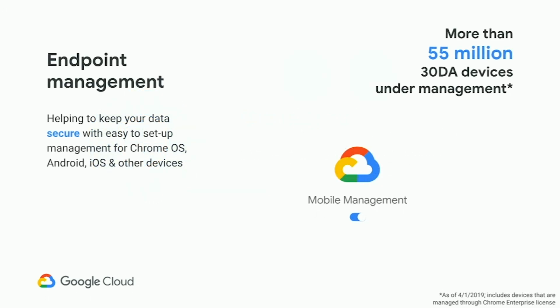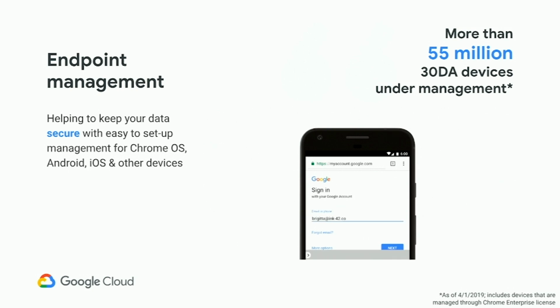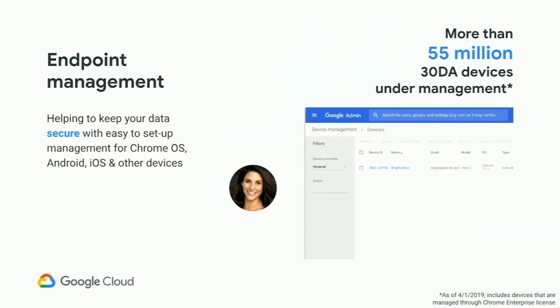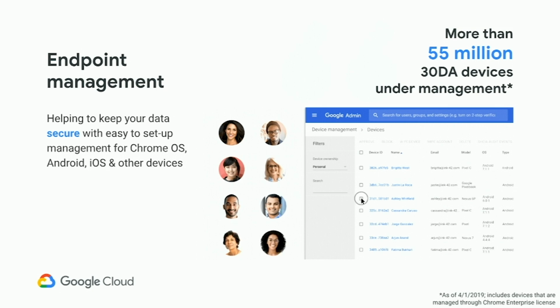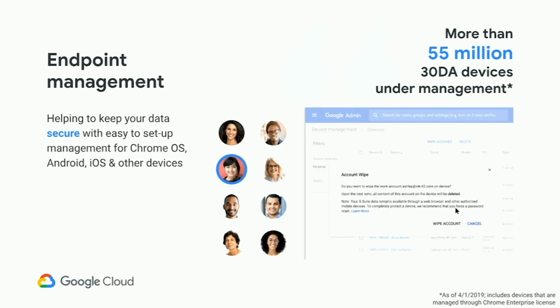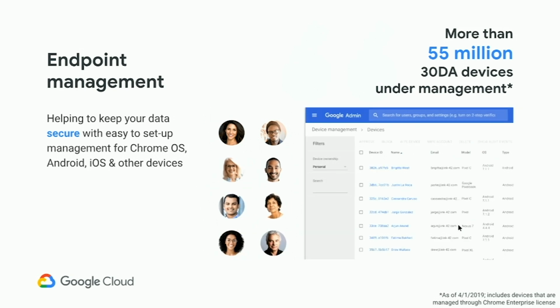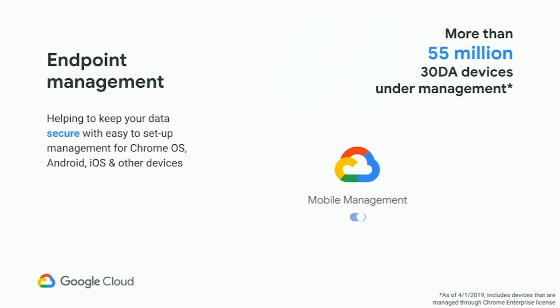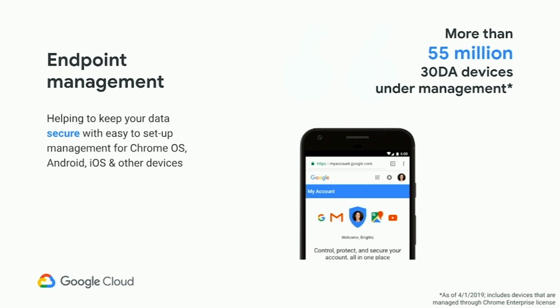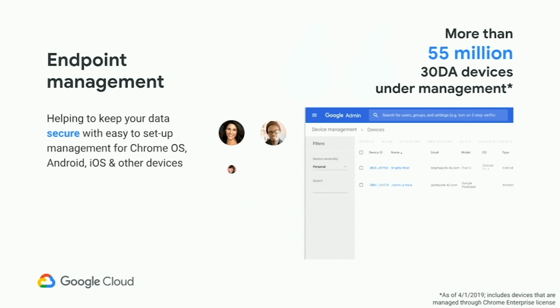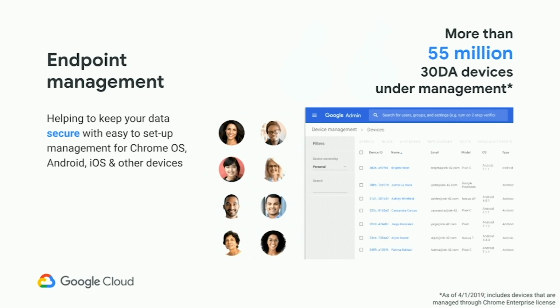At Google, with our endpoint management, we manage more than 55 million 30-day active devices. That includes Chrome OS, Android, and iOS, and some other devices. We've managed to grow pretty rapidly over the last few years, and we've done that by making simple, easy-to-use device management. And those are the demos that I'm going to show you a little bit later. I want to show you how we've done that. In many places, we've turned on device management by default, so that even for administrators who don't know they need device management, we've got their back.